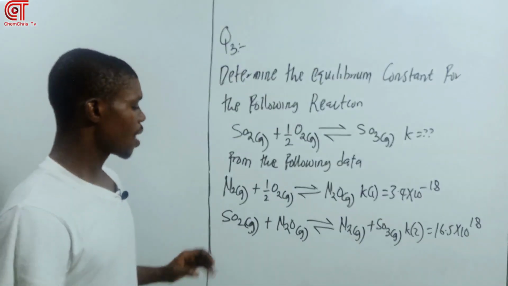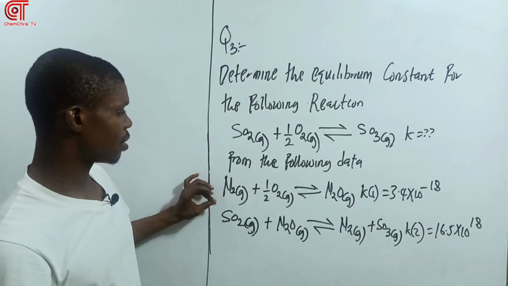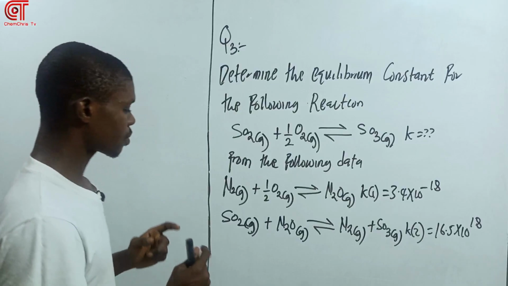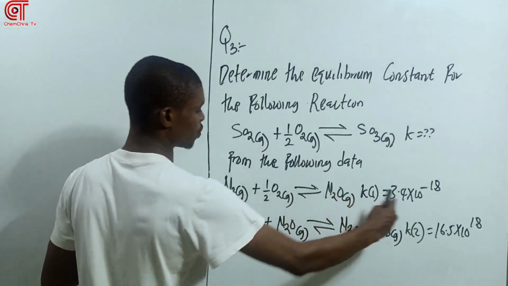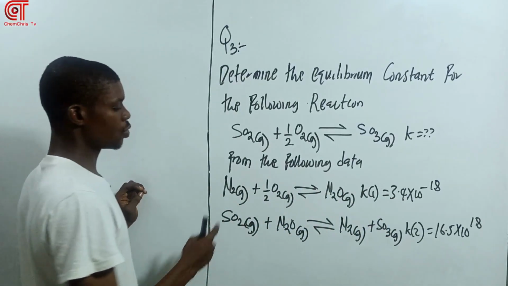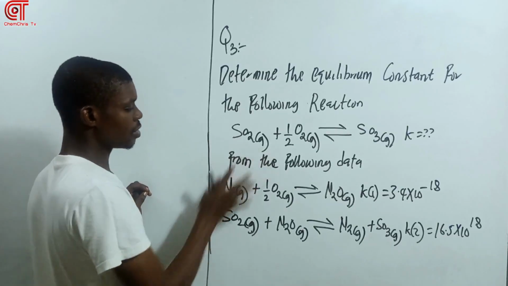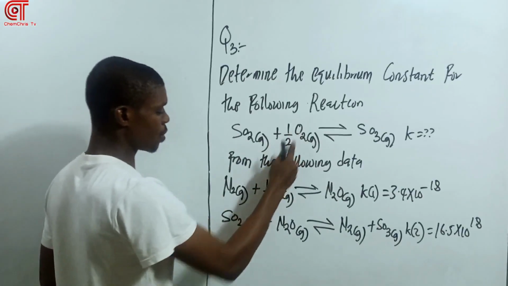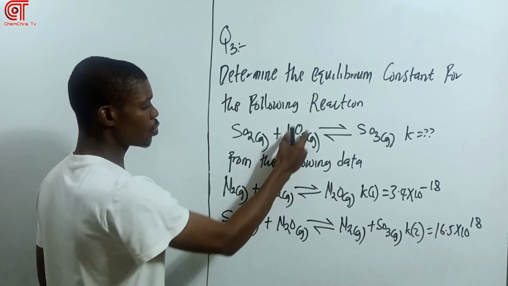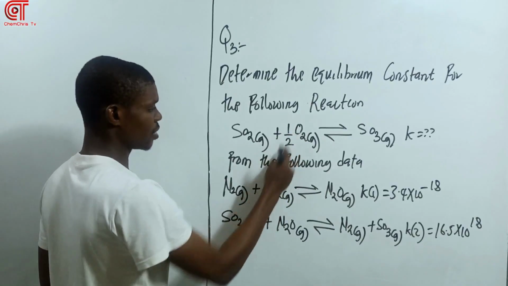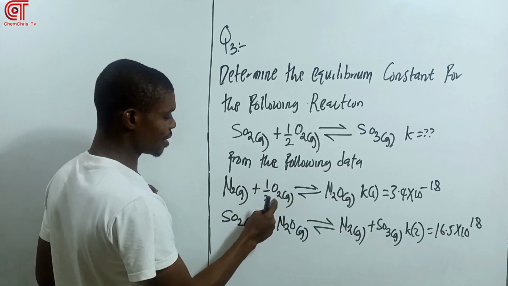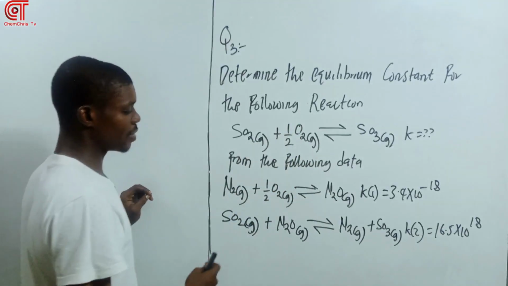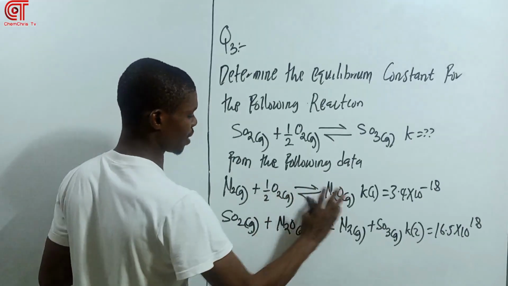So how do we combine these two here to get this one? It's very easy. If you look at the first one here, what we want to do is check what is common to the two of them. Here we have O2, here we have O2. Are they the same thing? Yes, because what is here is also the same thing as what is here, on the same side. It means that you are not going to alter this reaction here.